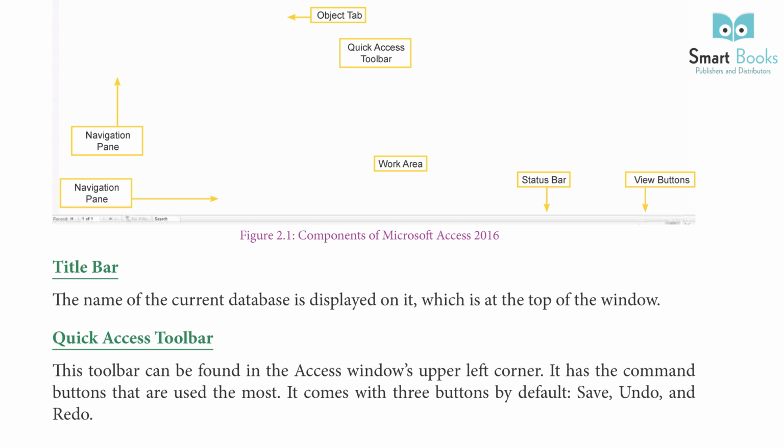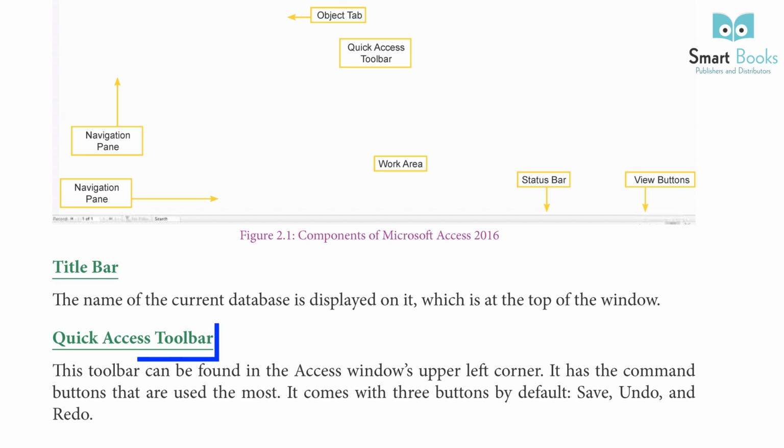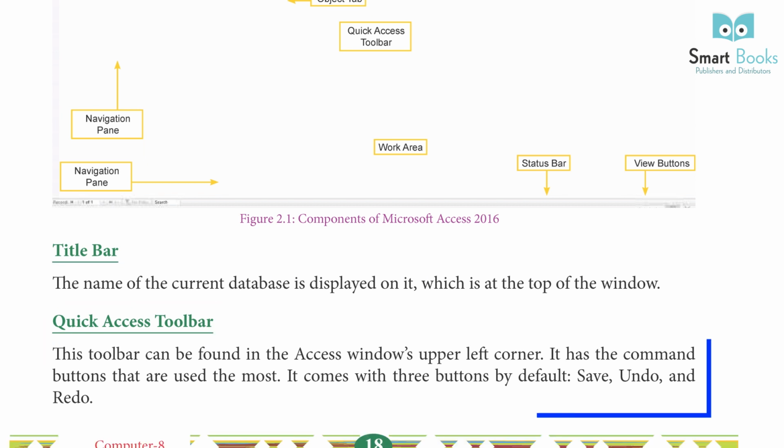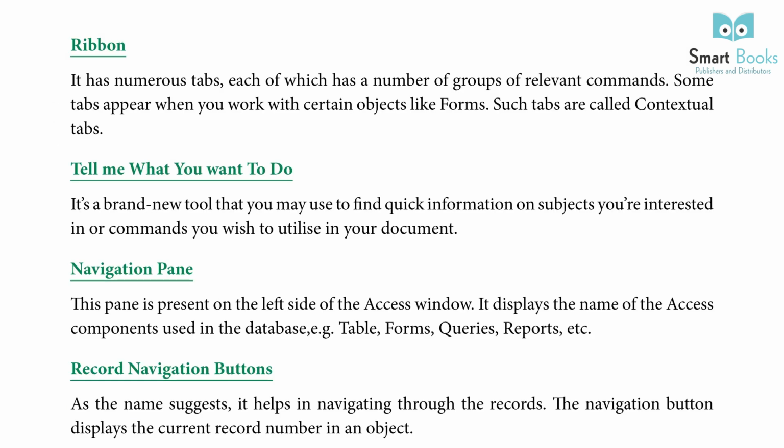Title bar. The name of the current database is displayed on it, which is at the top of the window. Quick Access toolbar. This toolbar can be found in the Access window's upper left corner. It has the command buttons that are used the most. It comes with 3 buttons by default: Save, Undo and Redo.